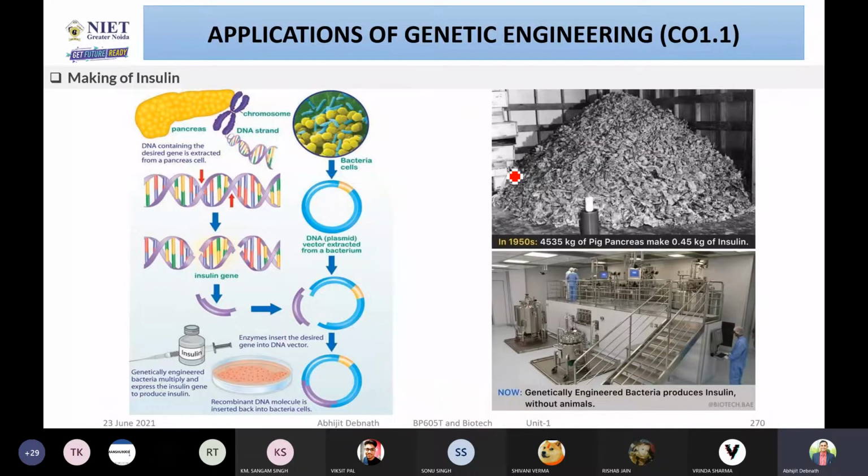Then in yesterday's lecture, I told you about the making of insulin, how you can produce insulin on a large scale by using bacteria.